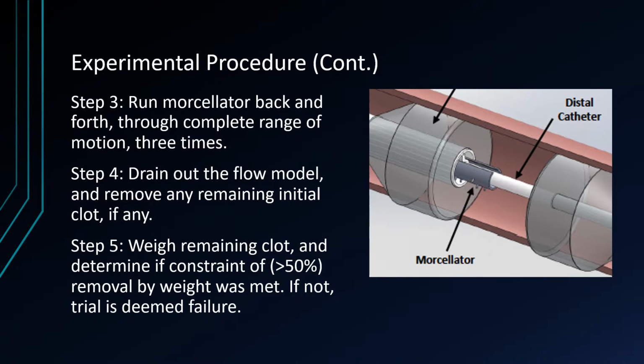Step 3 will be to run the morcellator back and forth through its complete range of motion 3 times. This serves as the procedure. Step 4 is to drain out the flow model and remove any of the remaining initial clot, if there is any. This is where our one constraint comes into play, which is step 5, and we have to weigh the remaining clot and determine if the constraint of at least 50% removal by weight was met. If this constraint was not met, the trial and the morcellator is deemed a failure.